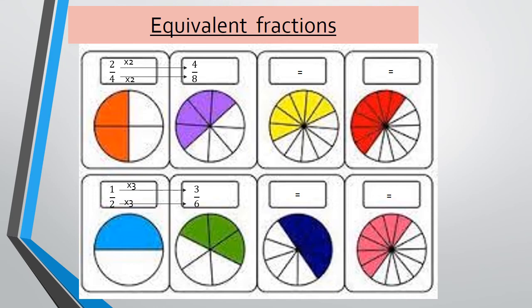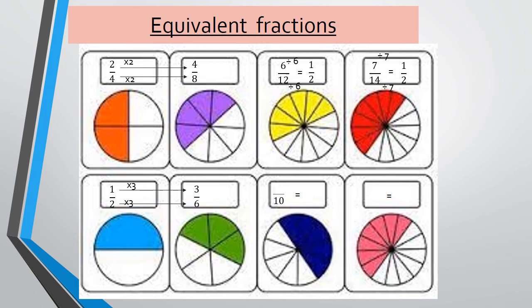Pay attention to the third example. The fraction of the first circle is 6 over 12 and the second circle 7 over 14. 6 cannot be 7 and also 12 cannot be 14 by multiplying by any number. So we can divide 6 over 12 by 6 and 7 over 14 by 7. And we get the same result, 1 over 2. So 6 over 12 and 7 over 14 also are equivalent fractions.